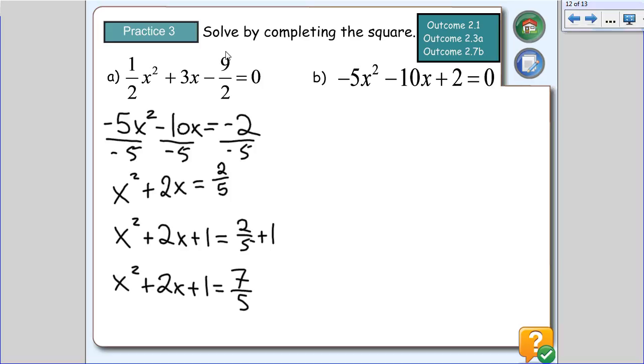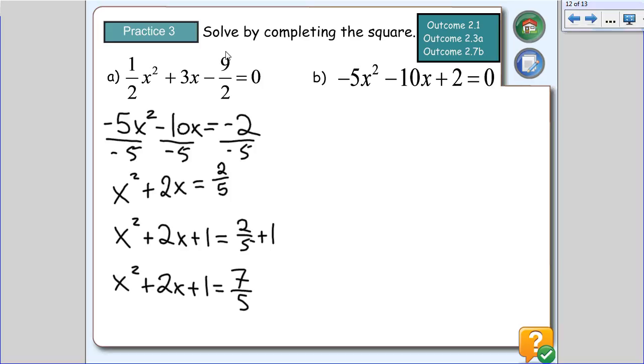Once you've completed the square, what can you do? Why did we complete the square? So now we can diamond method it. Yeah, Bailey. You can diamond method the left hand side. When you diamond method it, what do you get? One. X plus one squared. So you'll have X plus one all squared is equal to 7/5.